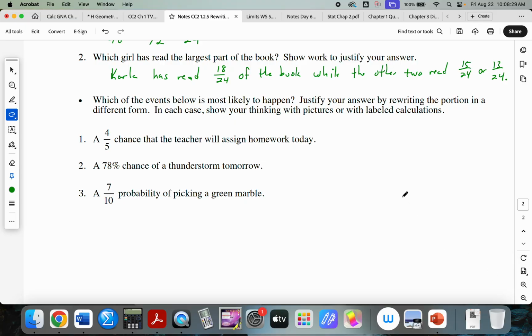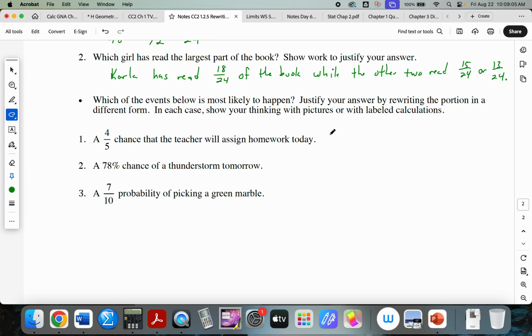So, which of the events below is most likely to happen? Justify your answer by rewriting the portion in a different form. In each case, show your thinking with pictures or with labeled calculations. So, if we're going to compare 4/5, 78%, and 7/10, what do you think is going to be the easiest thing to compare all of them to in the denominator? Yes. Yeah, change them all to percents probably is the easiest thing to do.